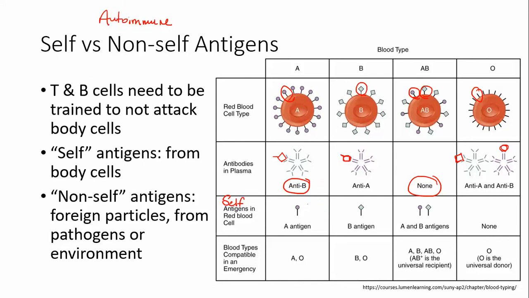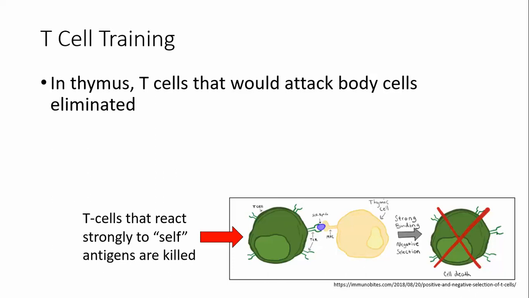So in a type A person, their body is going to produce cells with that A antigen, and they're going to make anti-B antibodies. So if you give them type B or type AB blood, they are going to get sick. The new blood cells are going to be destroyed. It's going to start causing clogs in their blood vessels, and they could get very sick and die. So you have to train these cells so that they learn not to attack self-antigens.